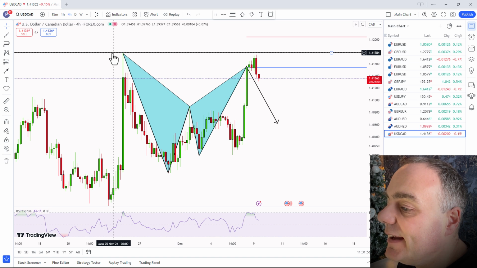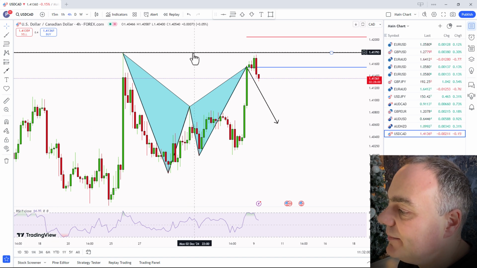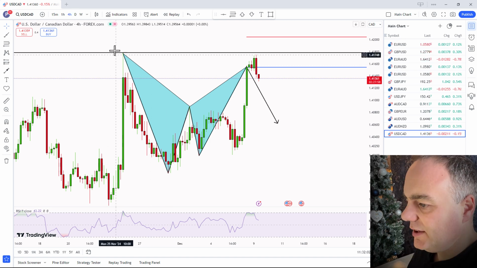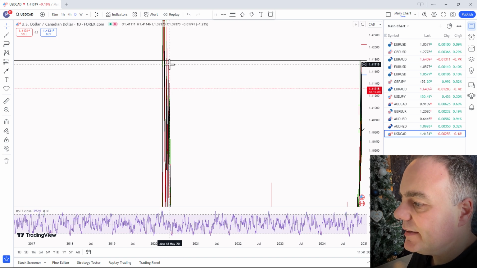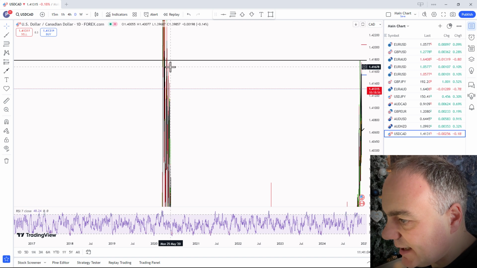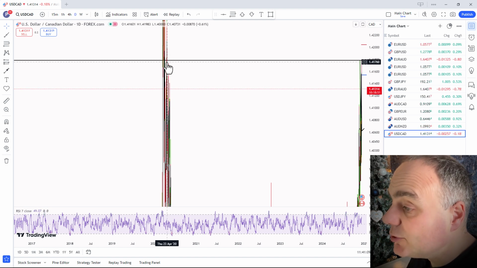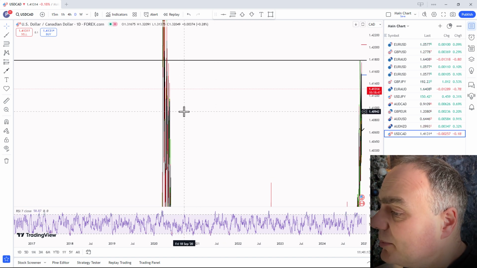So what we have here is a black line here, which is our high point. So if we switch to the daily and we scroll back here, what we can see is the market, the dollar Canada, hasn't actually hit this price point since April 2020. So it's been trading below that for some considerable time.